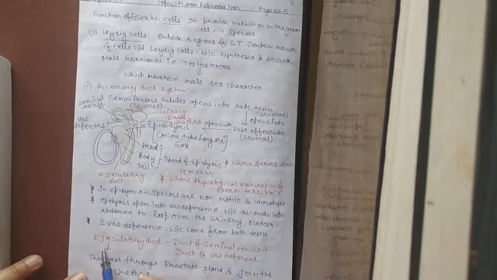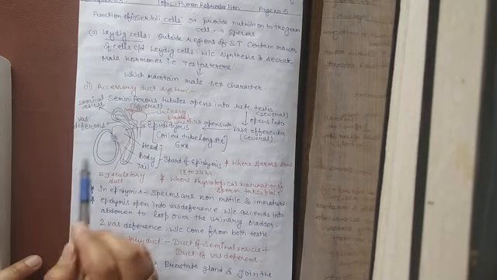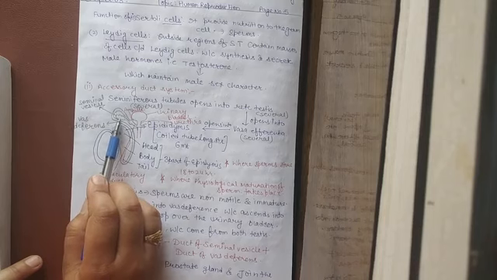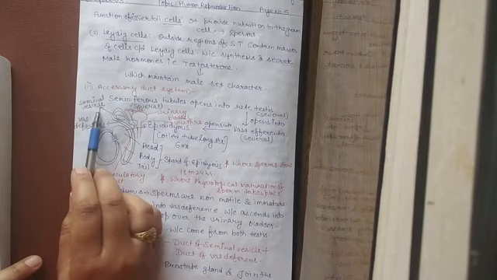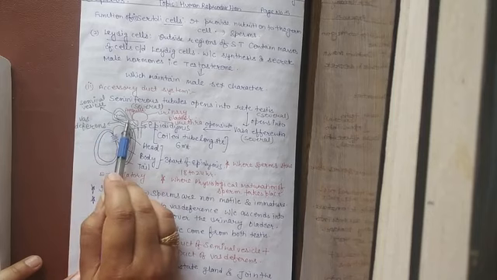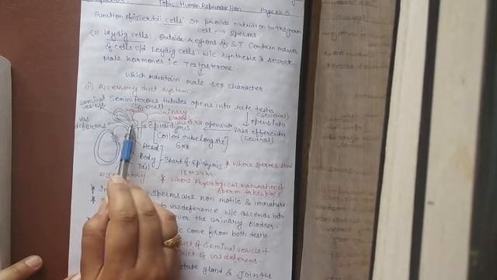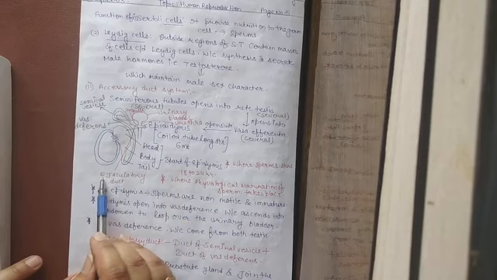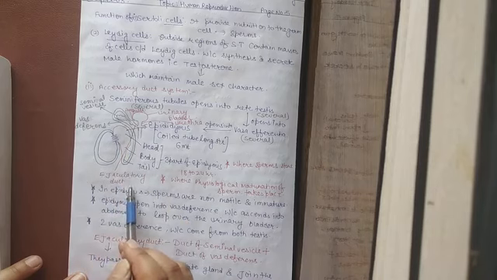Yes, next one is the ejaculatory duct. Ejaculatory duct is a common duct of the vas deferens and the seminal vesicle. Seminal vesicle is a gland. So the duct of the seminal vesicle and the duct of the vas deferens combine at the ampullary region, and it forms a duct known as the ejaculatory duct.